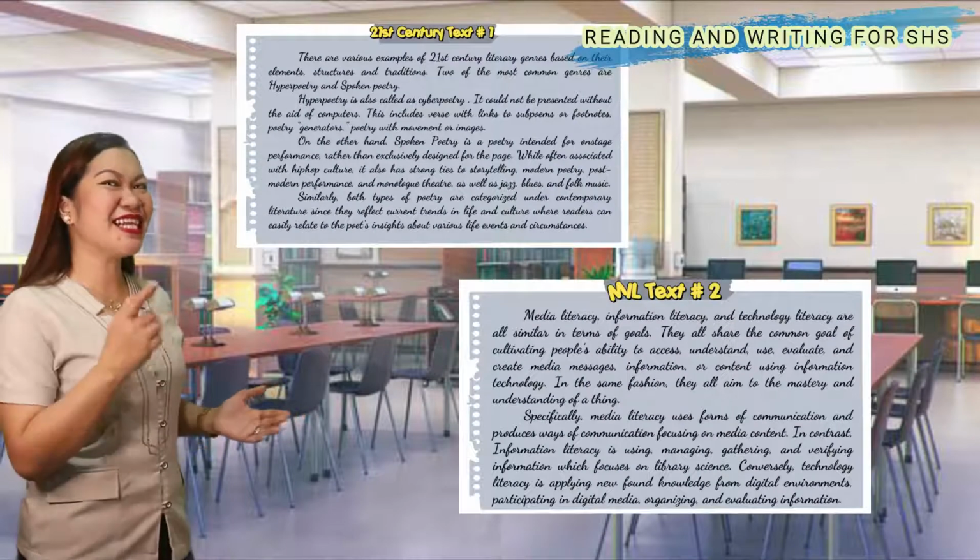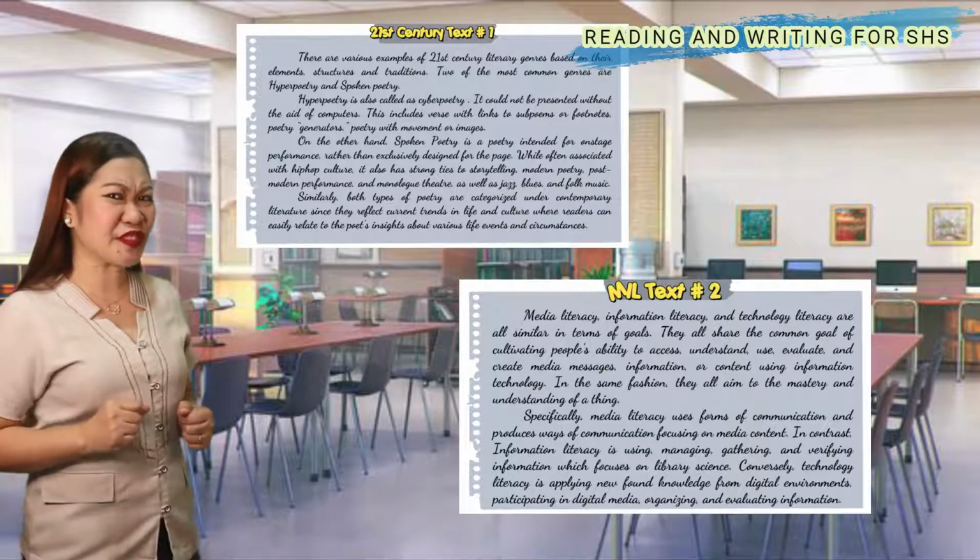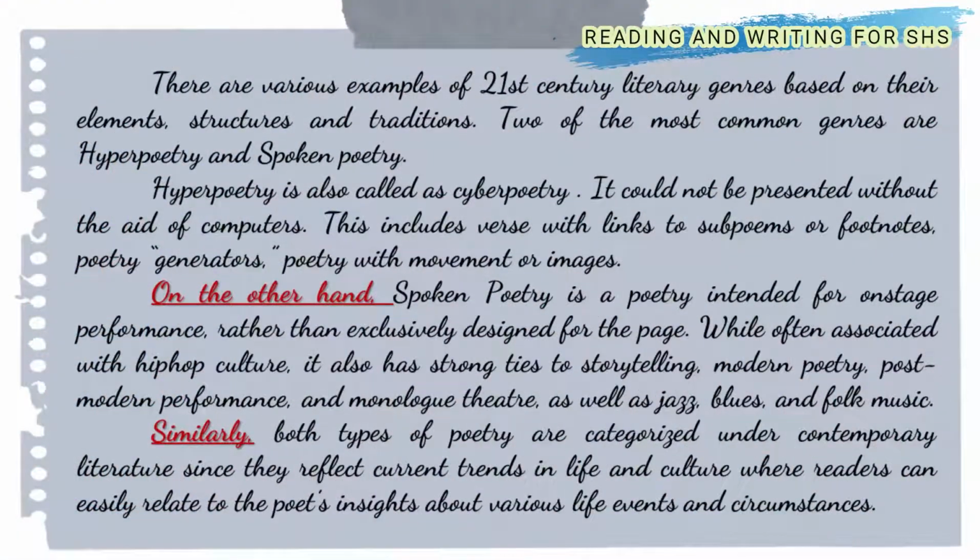Going back to the text, let us find the transitional words that we have just encountered. There are various examples of 21st century literary genres based on their elements, structures, and traditions. Two of the most common genres are hyperpoetry and spoken poetry. Hyperpoetry is also called cyberpoetry. It could not be presented without the aid of computers. This includes verse with links to subpoems or footnotes, poetry generators, or poetry with movement or images.